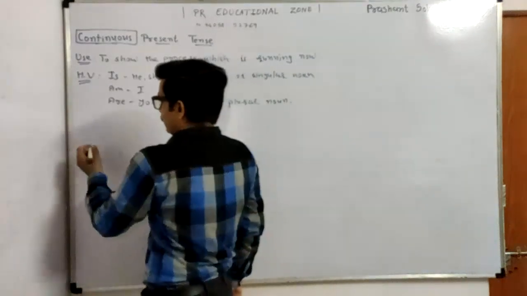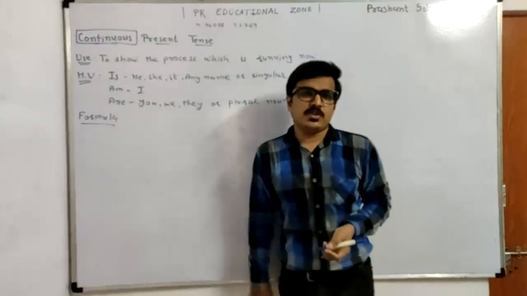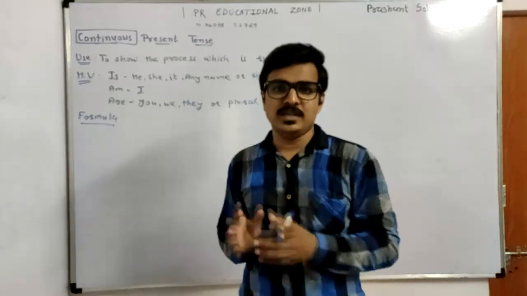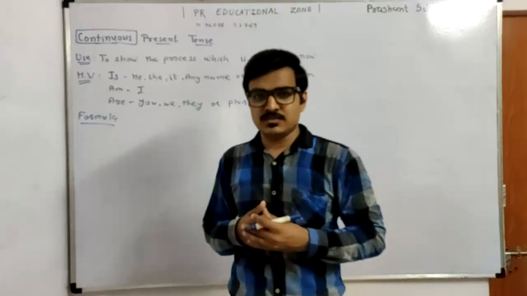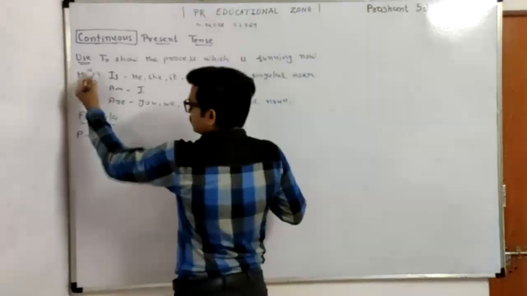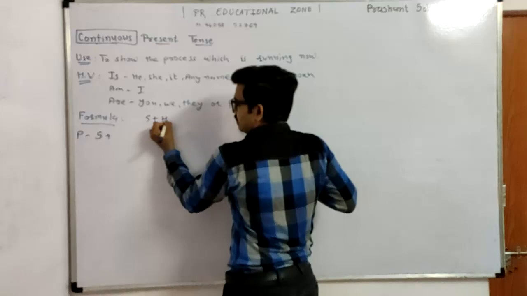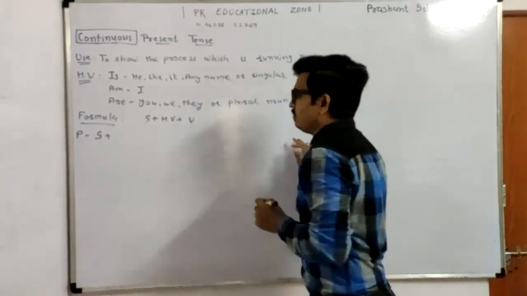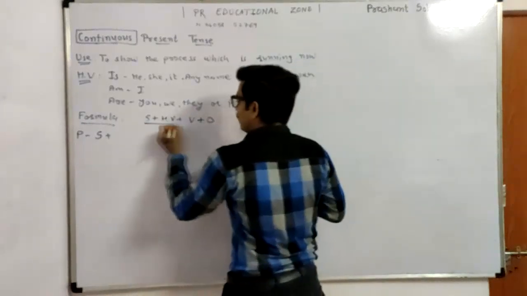And now we are going for the formula, and we have to remember that in all the continuous tenses we have to put ing after the verb. So in all the continuous tenses we put the ing form of the verb. According to the general formula, it is subject plus helping verb plus verb. Here we will put the ing form of the verb and then object. This is the general formula.